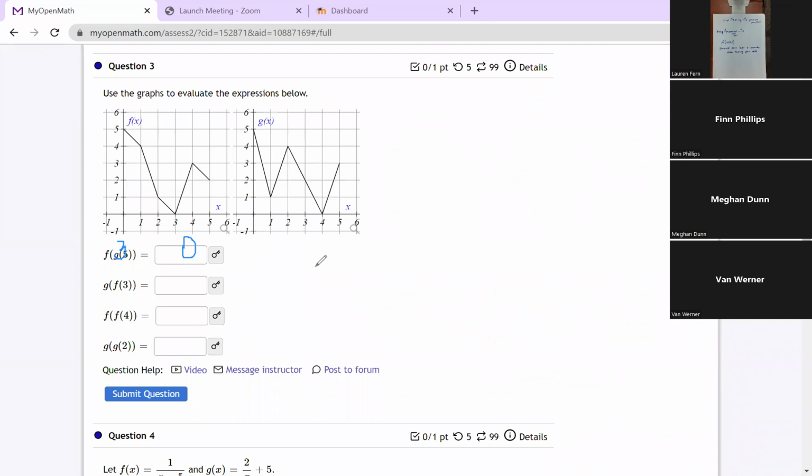Want to do one more? How about we do F of F of 4? We start with F of 4. What is my function value F of 4? 3. So I replace this F of 4 with 3, and now I want to find my function value at 3. What is F of 3? 0. You with me here? Are there questions? Okay, I like to be sure that we're all on the same page.